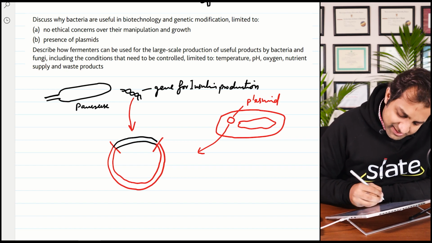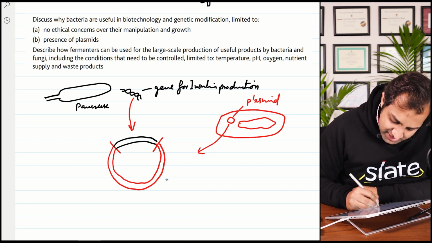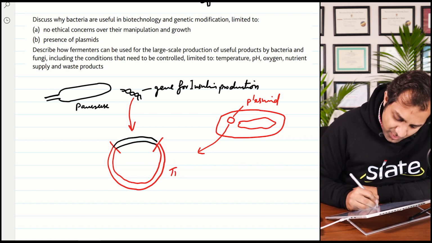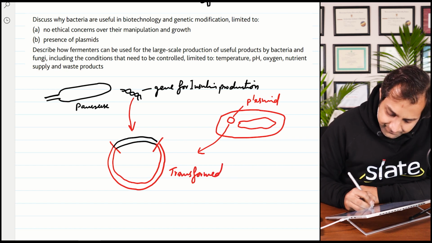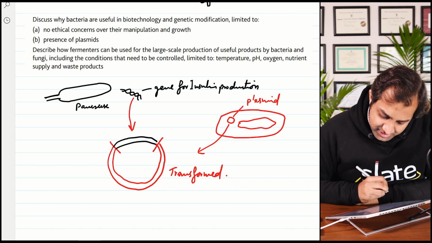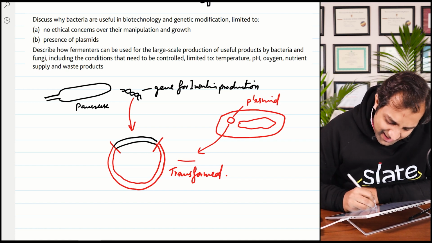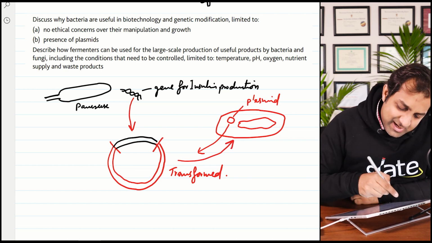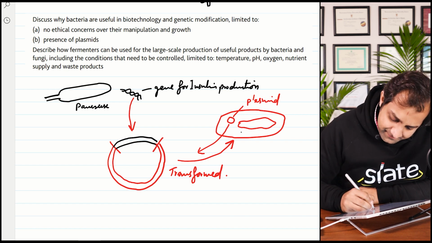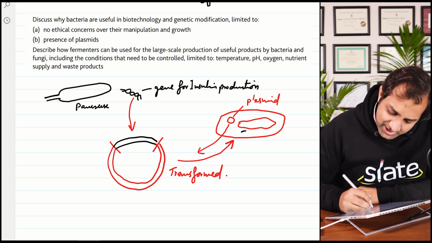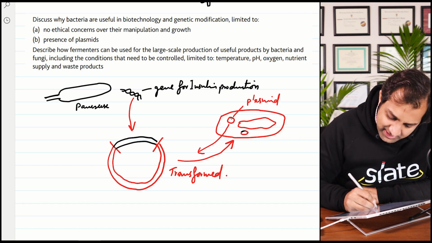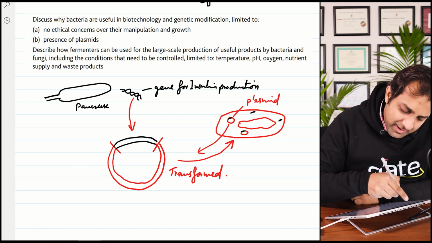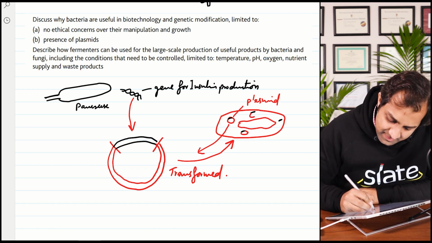Now when this plasmid contains an insulin gene, it is said to be a transformed plasmid. When we introduce this plasmid back into the bacteria, it is a transformed bacteria, said to be genetically modified bacteria. First this plasmid is going to increase its copy number inside this bacteria. Copy number means number of plasmids.